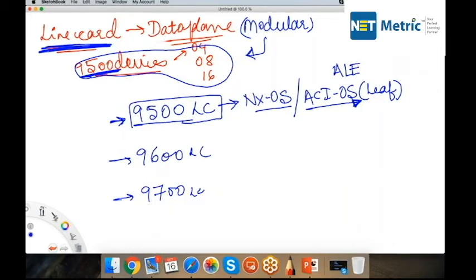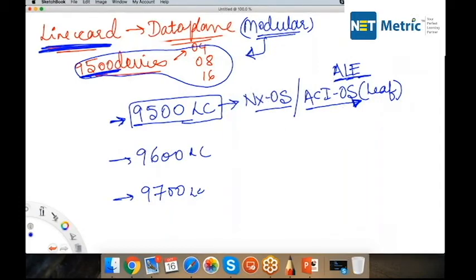Okay, this line card will work when you have installed Nexus operating system on the device. This line card will also work when you have installed ACI operating system on the device. Now you are dealing with ACI. When in ACI operating system, does this line card behave as a leaf or as a spine? This particular line card behaves as a leaf.